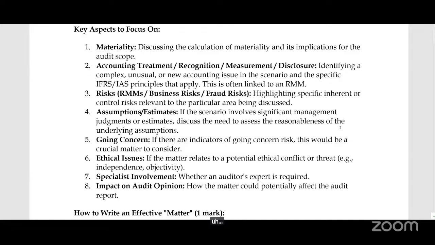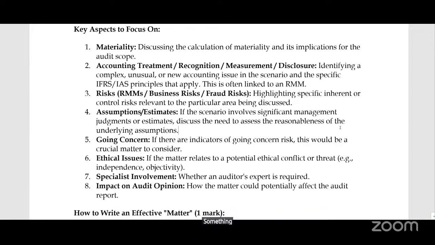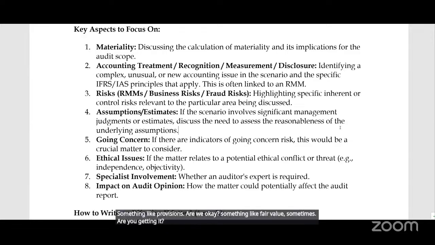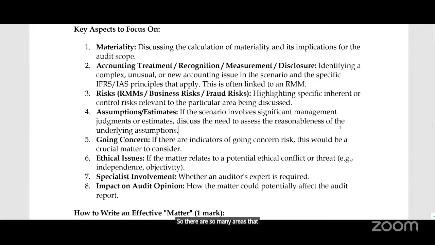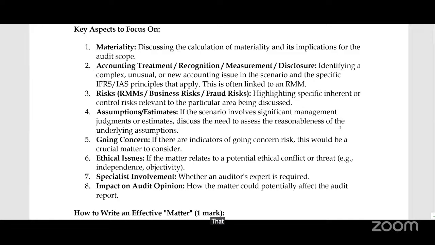estimates. Okay. So if the scenario involves significant management judgment, we have something we call judgmental areas. There are some areas on the financial statement that always require the use of judgment. Something like provisions. Are we okay? Something like fair value sometimes. Are you getting it? So there are so many areas that require the use of judgment. So you have to discuss the need to assess the reasonableness of the underlying assumptions that they use to make that judgment.